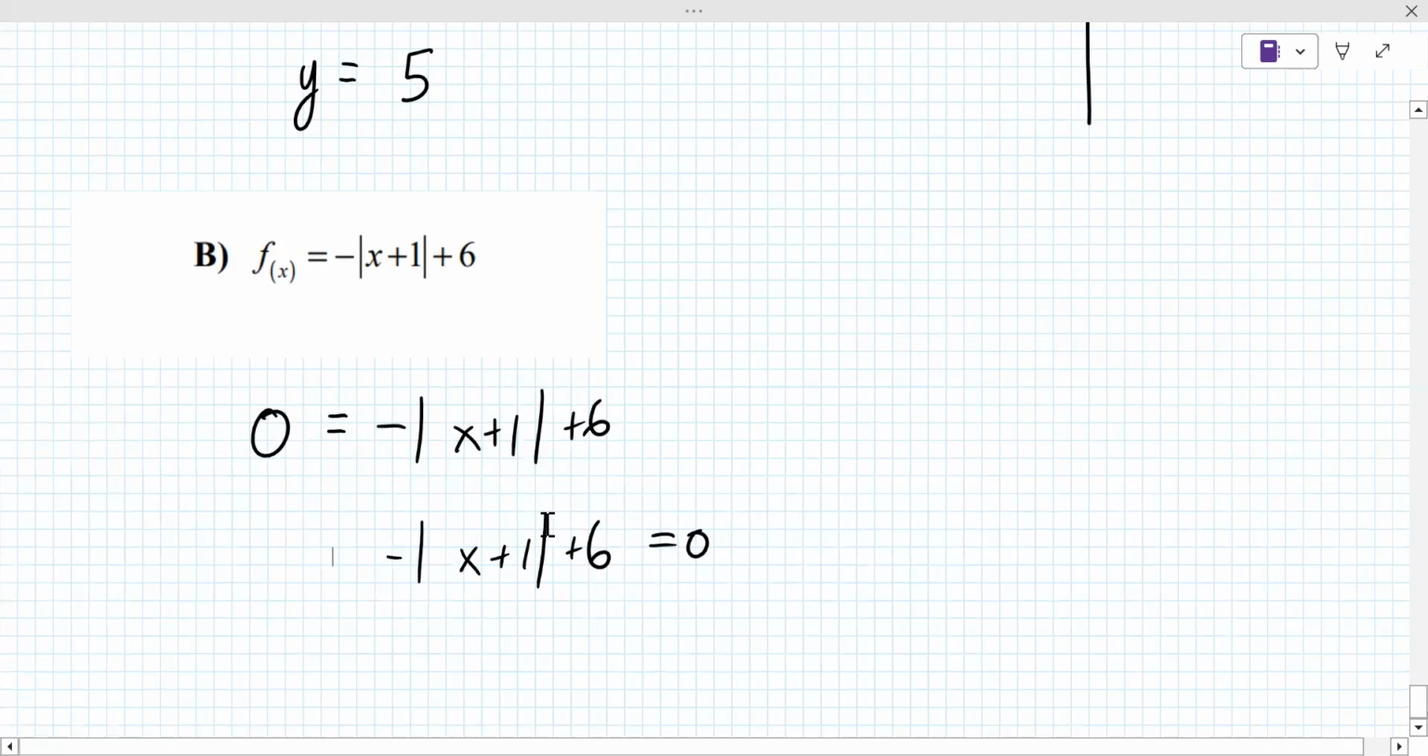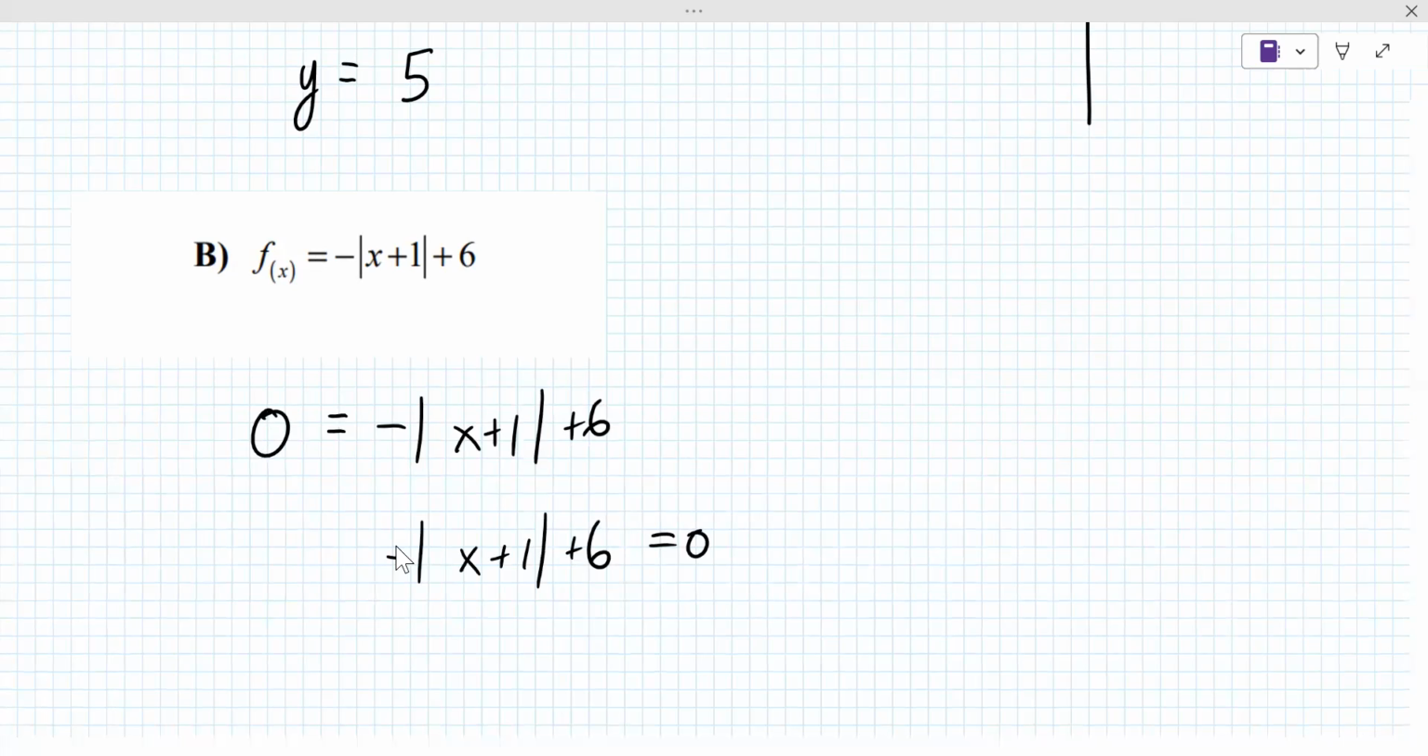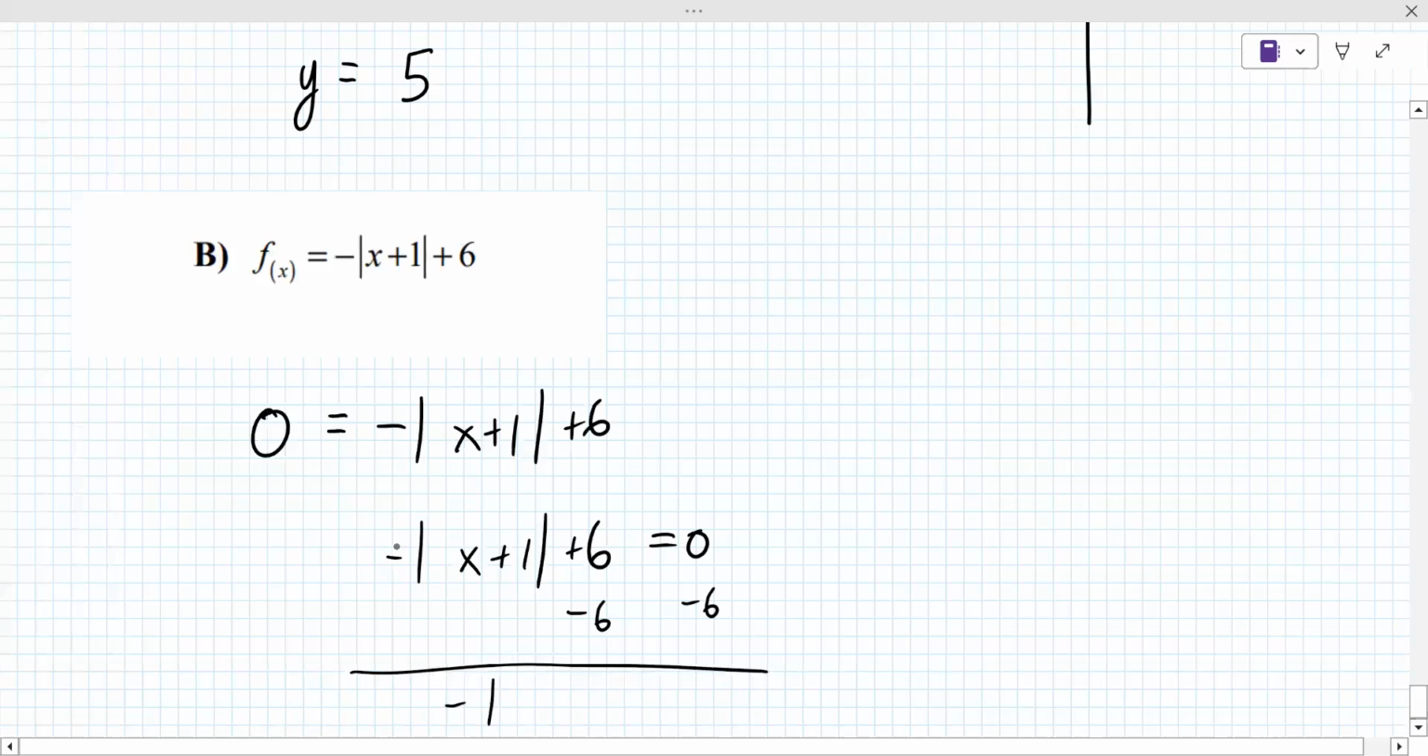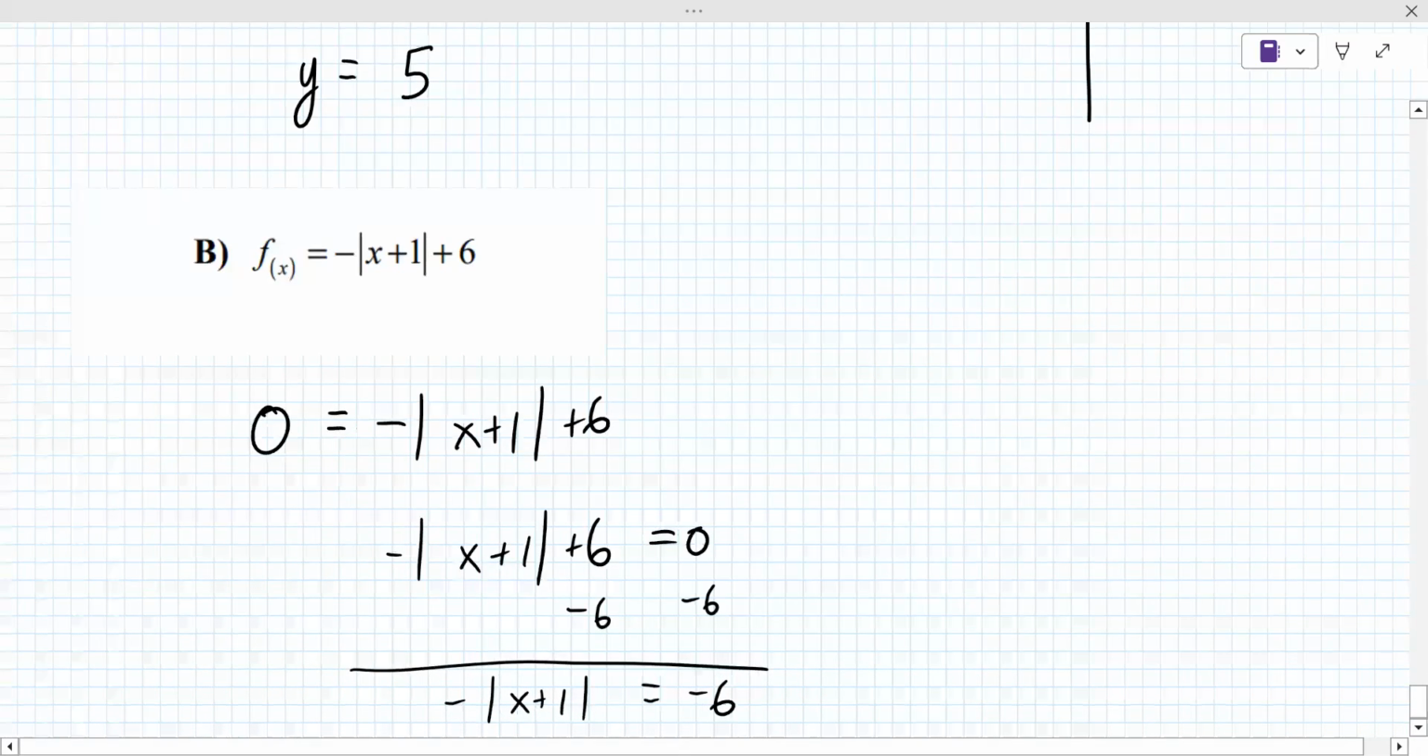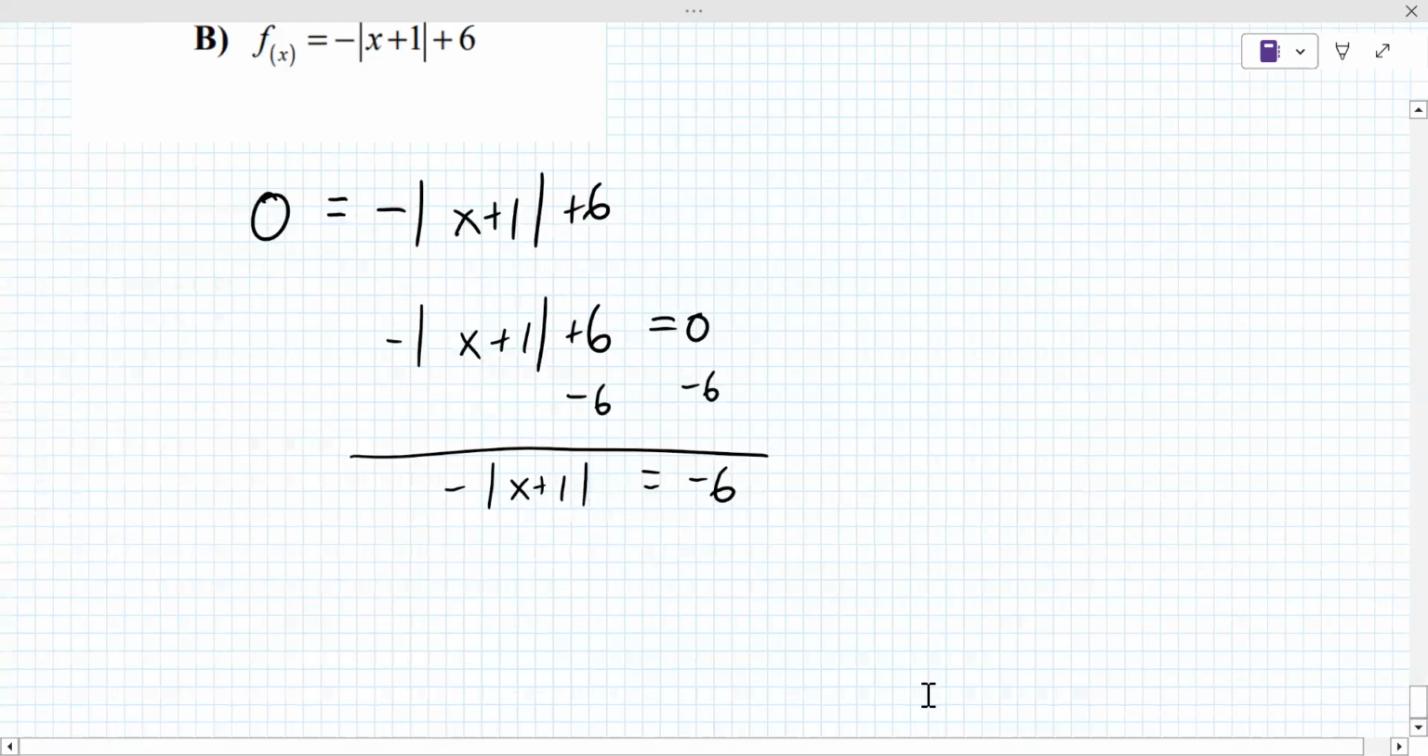And you undo addition and subtraction before multiplication and division. So in this case, that means undoing addition by 6. Yeah, so it'd be -1 times the absolute value of x plus 1 equals -6. Yes. And then the next thing is to undo the negative outside the absolute value. How do you remove this multiplication by -1?